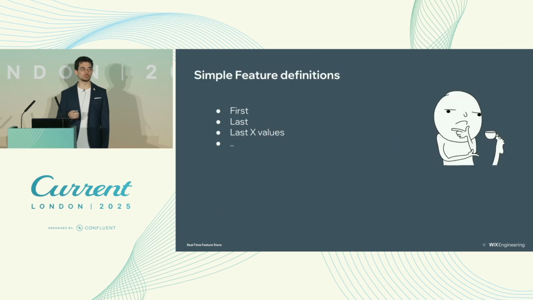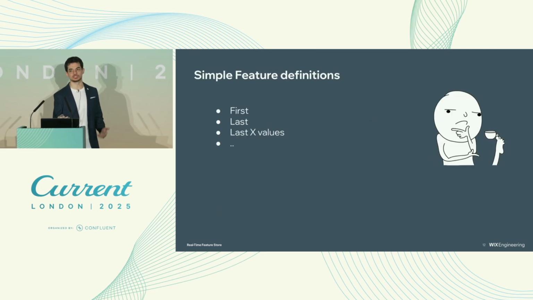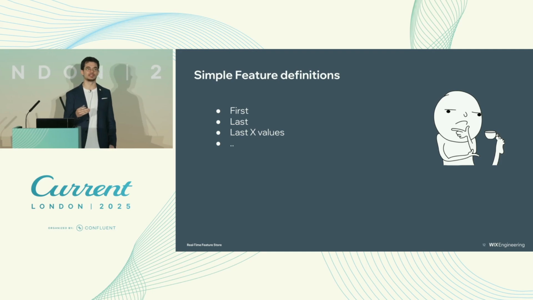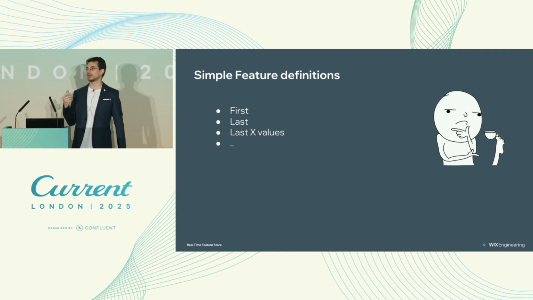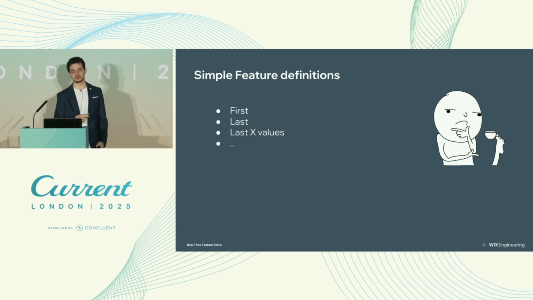For example, when was the first time the user made a purchase? When was the last time the user made a purchase? How many times did the user enter the editor in the past week? What are the last 20 applications that the user installed in the past month? These are all actual, real features, and they all seem pretty simple, and they are simple to calculate overall.